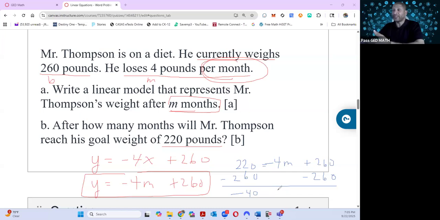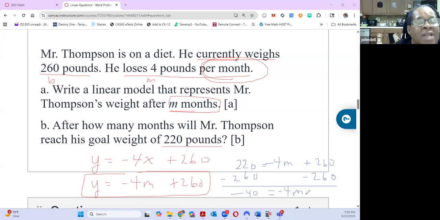260 minus 220 is 40. And take the sign of the largest number. 260 is largest, so minus 40. Or plug it into your calculator, 220 minus 260. Either way, you got to know that's minus 40. I heard minus 480, right? It's minus 40 equal minus 4M. I was listening to you, but not looking at the signs on the opposite side. That's why I kept seeing the 480.